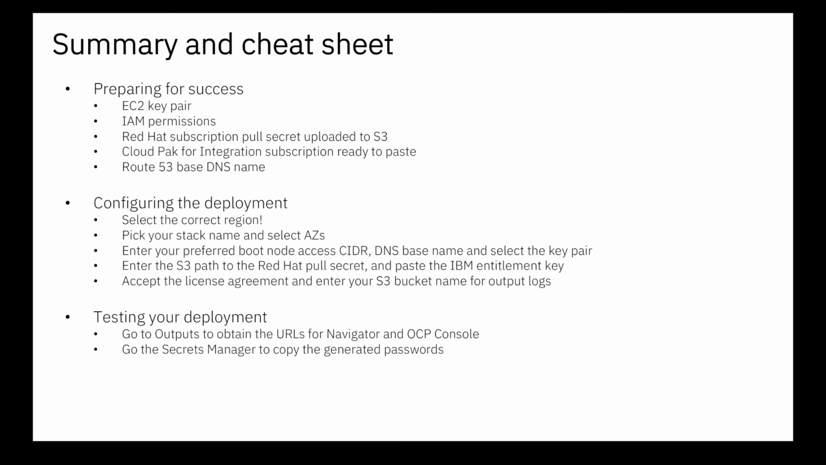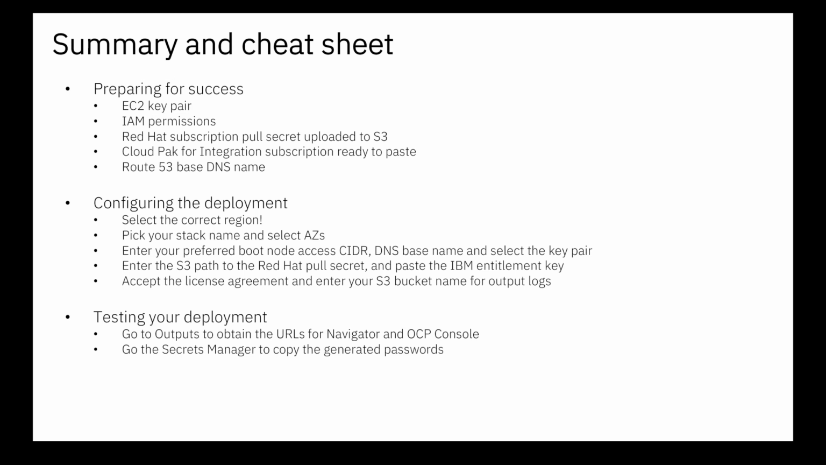And then when we were actually configuring the deployment, obviously very important to select the right region up front, make sure you put your deployment in the right place, pick your stack name and availability zones, decide which boot node access CIDR you want to put in, paste in the base name for the DNS and select the key pair, and then put in the references to the pull secret and the IBM entitlement key. Accept the license agreement and decide if you want to put a bucket name in for output logs in case you need to do debugging later.